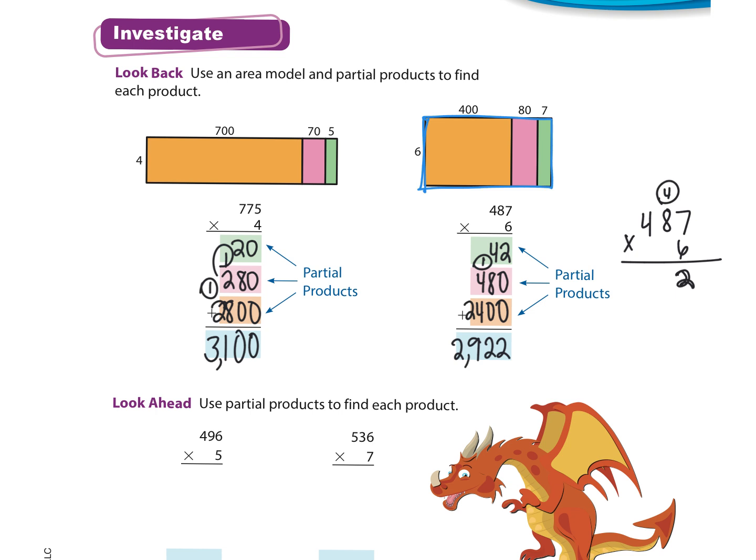So 48 plus 4 is what? 52, and then carry that 5 over. And then 6 times 4 is 24, plus the 5 is 29. Okay, that's your standard algorithm. We're going to practice that the majority of the time.